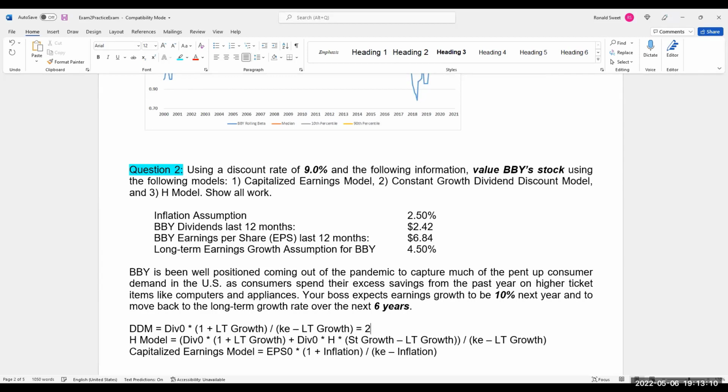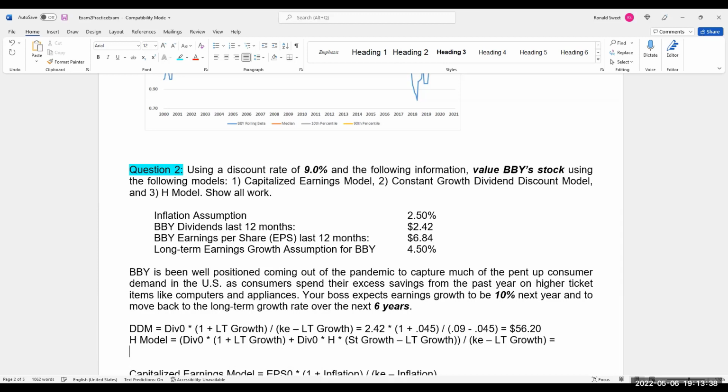So let's just plug the numbers in. Dividend 0, you can see that up there, is 2.42. Long-term growth is 1 plus 0.05. We divide that by 0.09 minus 0.05, and you should get 56.20. Someone might check my math just to make sure. I hate having typos in a video. For the H model, is that what you got, Ross? Yeah, I got the same. All right, good. And then here's the exact same thing again. So we can just, you can't do this, but I can do this.